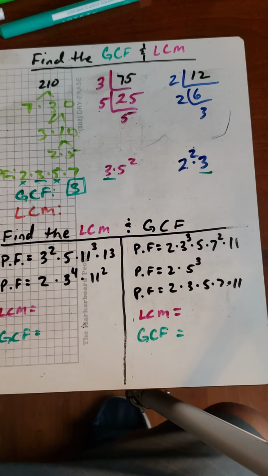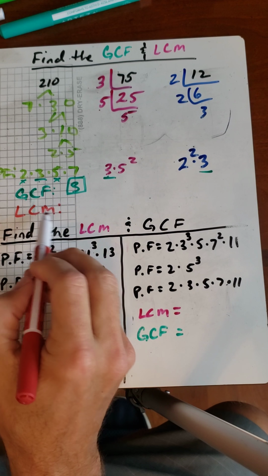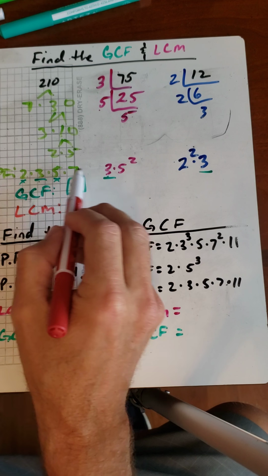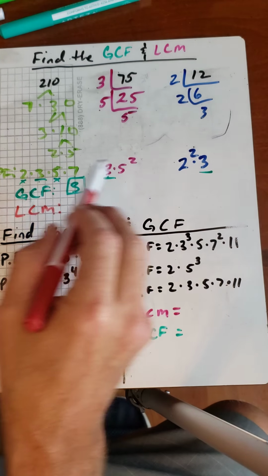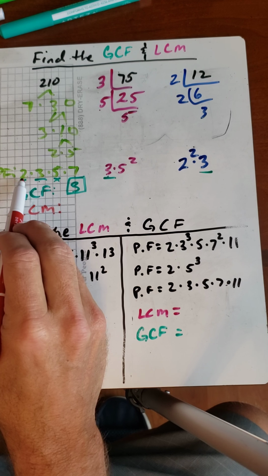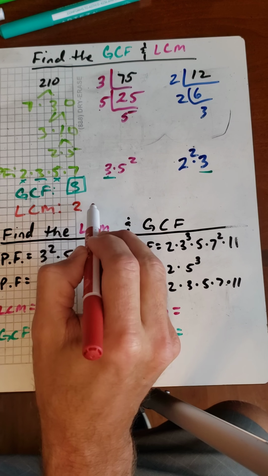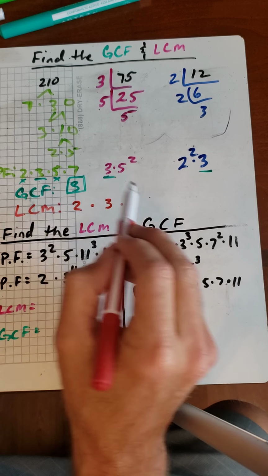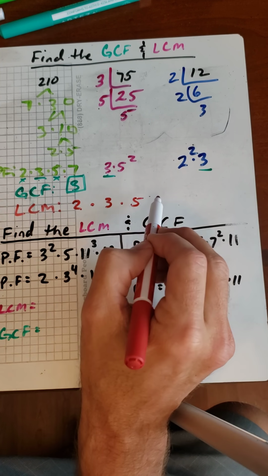So for the LCM, now I'm looking for a big number, least common multiple, a big number. So I have to use every factor that is involved in this at all, and then I'm going to use the bigger exponent. So I look here and see I need a 2. Then I need a 3. Then I need a 5. Then I need a 7.